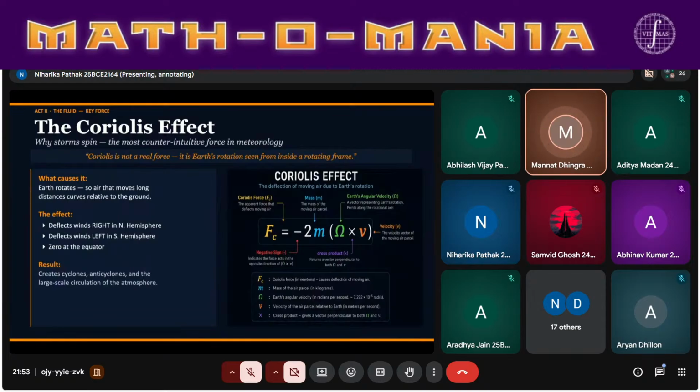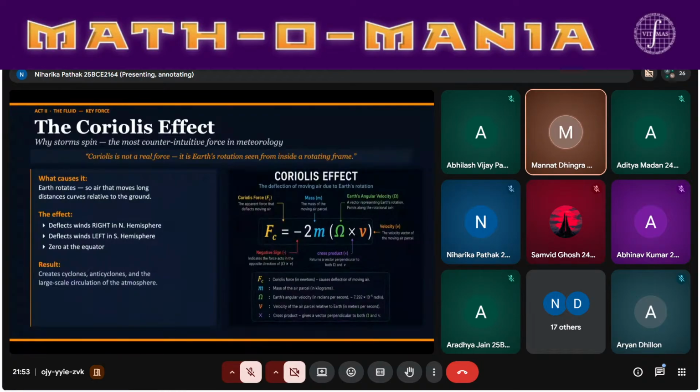So that is the reason for the negative sign here. M is the mass of the moving air parcel, right? And omega is the Earth's angular velocity. So this is basically a vector representing Earth's rotation, which points along the rotational axis. And then we are doing a cross product with the velocity vector. So v is basically the velocity vector of the moving air parcel. Okay, so this is the main equation of Coriolis force.